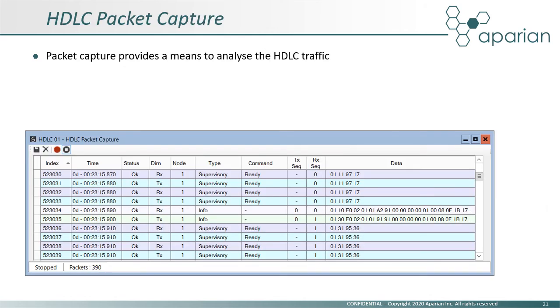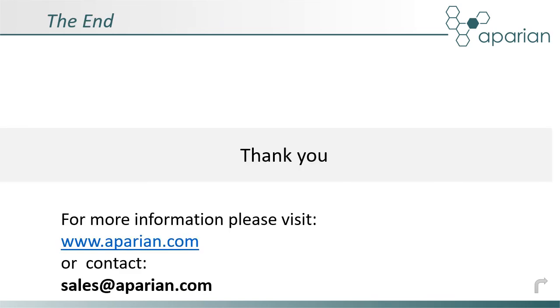The Slate configuration utility also provides an HDLC packet capture functionality, which can be used to analyze the HDLC traffic if there are communication issues on the HDLC network. This concludes the product overview of the Aparian HDLC router.